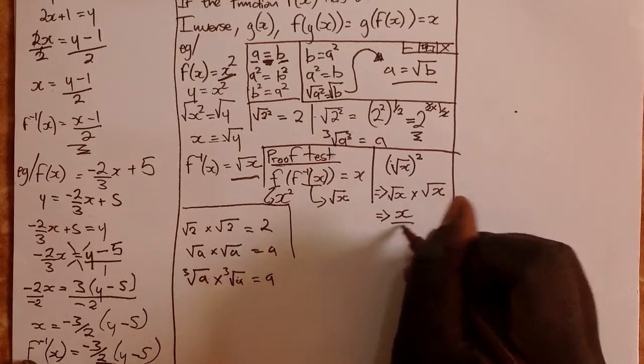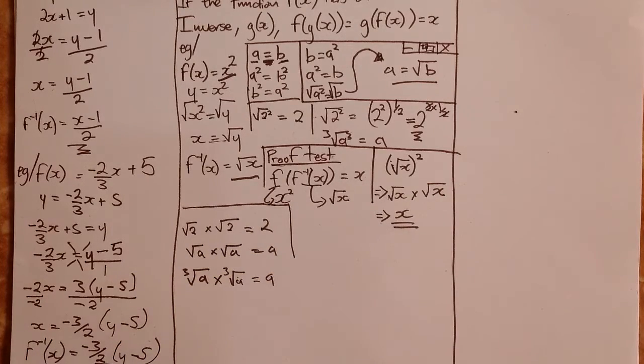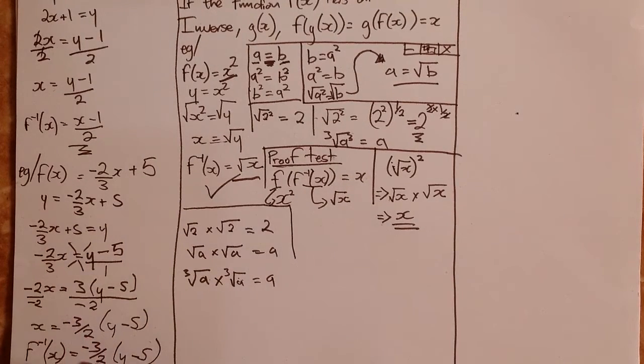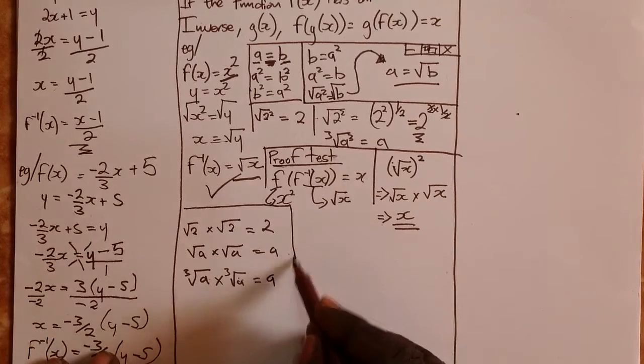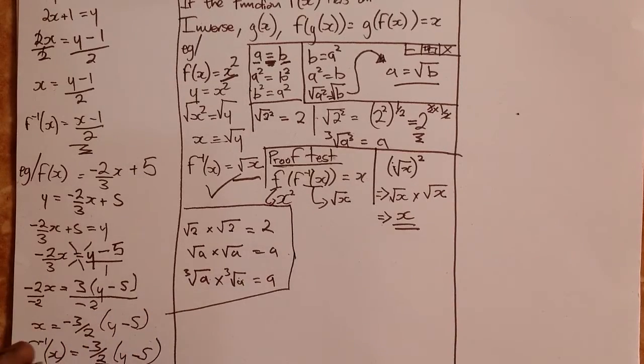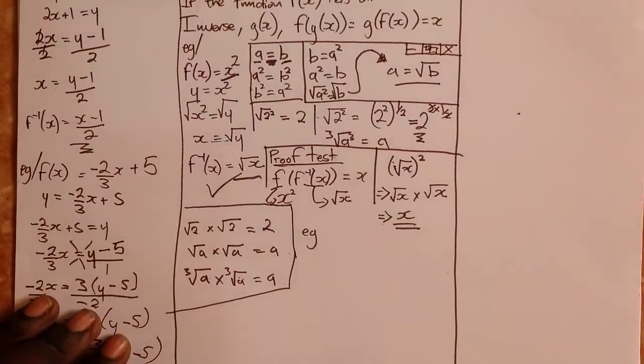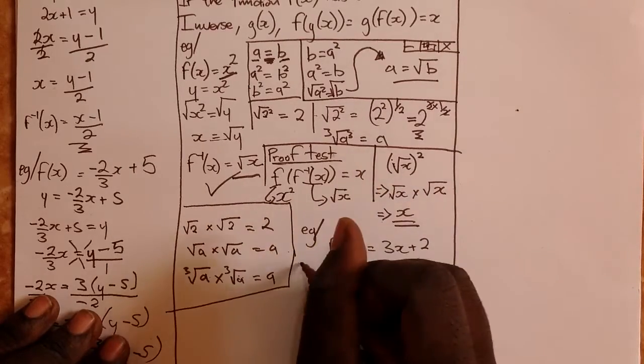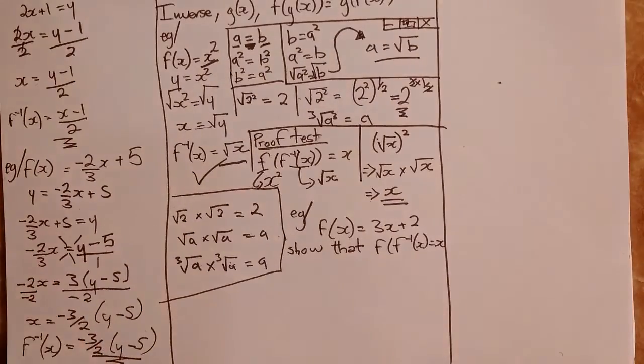So coming back to our equation, the square root of x times the square root of x will definitely give us x, thereby proving that a function multiplied by its inverse gives us x. Okay, so let's try this other example. Let's say f of x is equal to 3x squared plus 2. Show that f of its inverse will give us x.